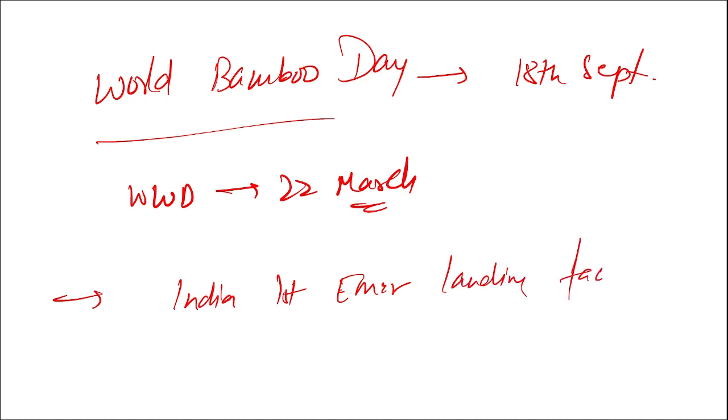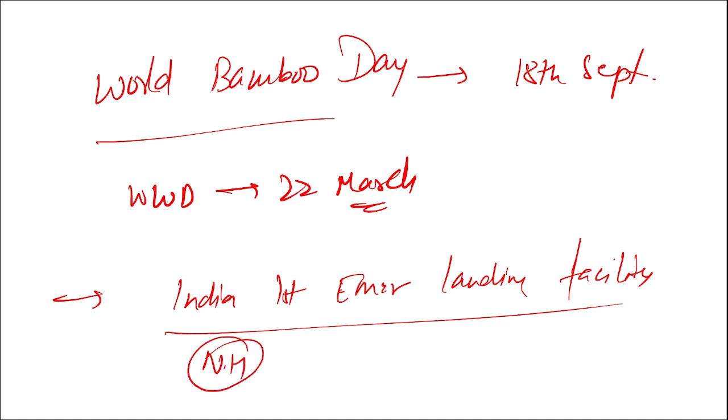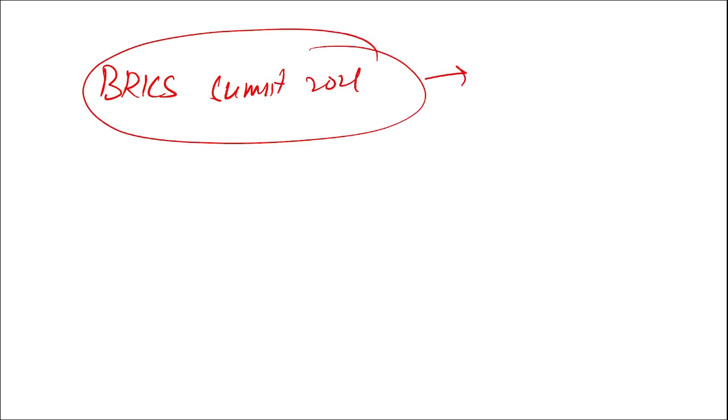Then tell me India's first emergency landing facility. Where is this built on national highway? Where is it? It is in Rajasthan. Alright. Then tell me, who hosted the BRICS summit for 2021 virtually? It was hosted by our India.